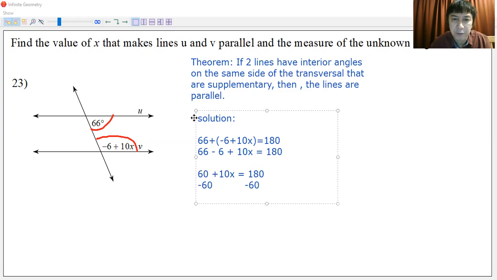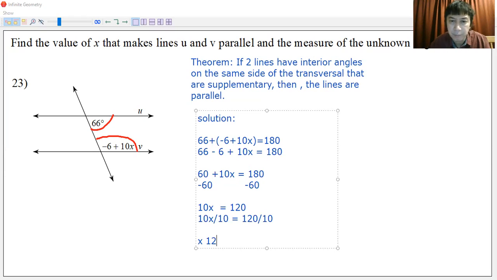All right. Left side is just 10x. The right side is 180 minus 60. That's 120. Division now. So we'll have 10x divided by 10 is equal to 120 divided by 10. All right, x is clearly 12. That should be equal to 12. And that's it. That's our x.